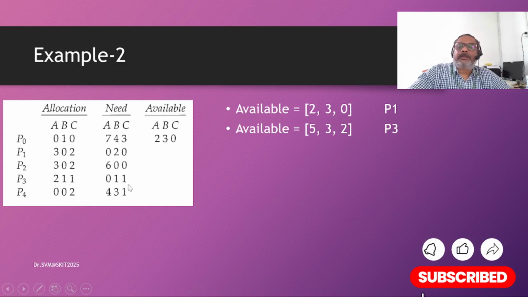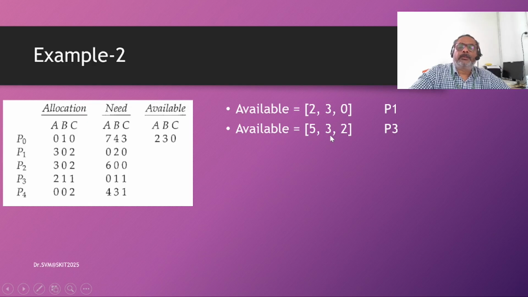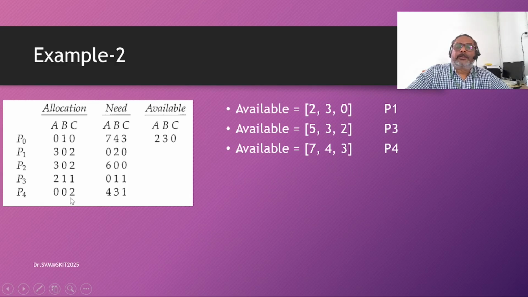Once P3 is taken up and completes its job, then the earlier allocated 211 gets released. So A gets 2 more, so A becomes 7, B gets 1 more, so B becomes 4, and C gets 1 more, so C becomes 3. So 7, 4, 3 is what we have now available for the next allocation. If I look at P4, 2 instances of C are required, and we have 3 available, so we can continue with P4.